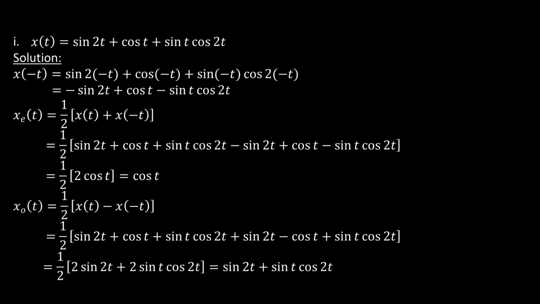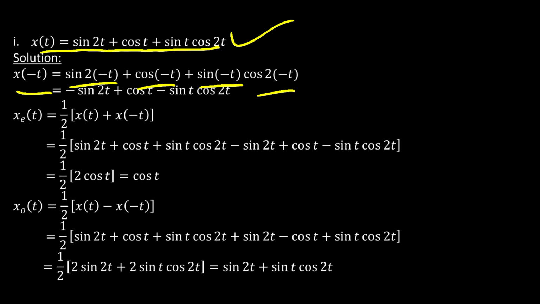Okay, here consider this is the signal, that is x of t is equal to sin 2t cos t plus sin t cos 2t. This is the signal. Now we want to find the even and odd parts of the signal. First determine x of minus t, that is, wherever t is present in this signal, simply substitute minus t in place of t, then we get sin 2 of minus t cos of minus t plus sin of minus t into cos 2 of minus t. We know sin minus theta is equal to minus sin theta and cos minus theta is equal to cos theta.